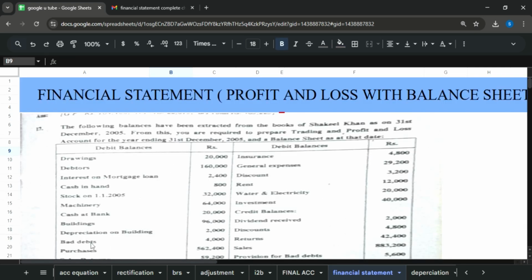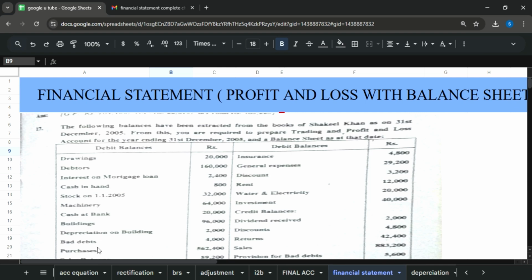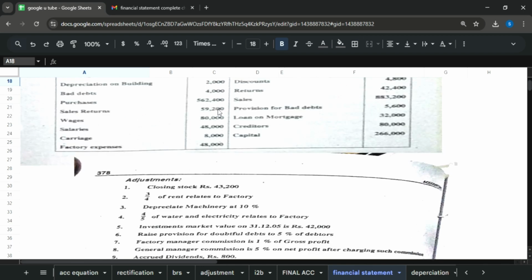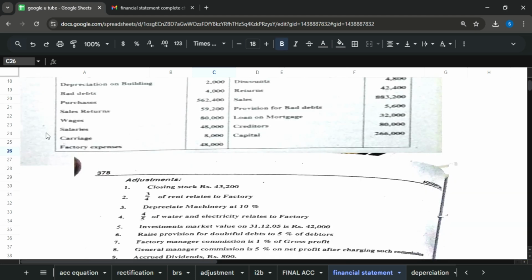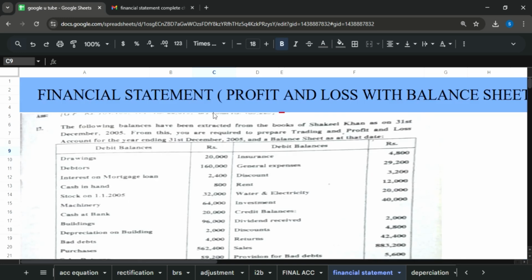Look, these were bad debts 4000, and you have mentioned purchases 562,400. 562,400 amount of purchase we have written. All right. After purchases, we need to write down next sales return 59,200. Here you will mention amount of sale returns, and amount of sales return 59,200. All right guys, returns have been mentioned and written.